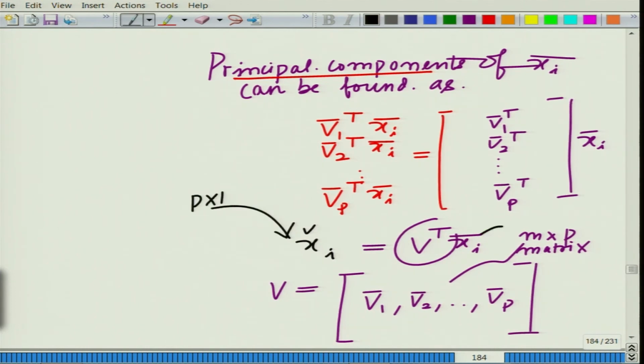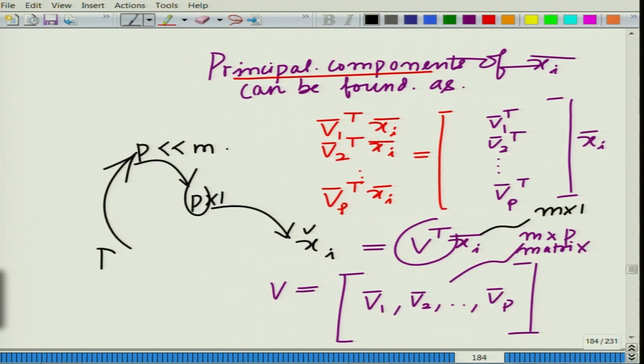This will be a p cross 1 vector because xi is your m cross 1, and p can be much smaller. That is the whole point of dimensionality reduction. This is basically where the dimensionality reduction is arising, because you are choosing a much smaller number of principal components, that is eigenvectors V1 bar, V2 bar, Vp bar, such that they capture a significant fraction of the energy that is there in the data set x1 bar, x2 bar up to xn bar.